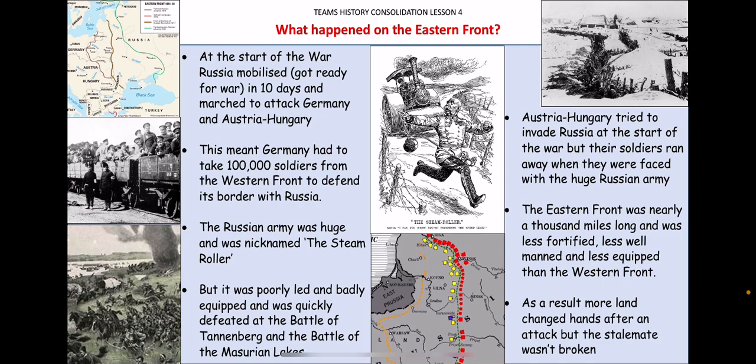Austria-Hungary tried to invade Russia at the start of the war, but their soldiers ran away when they were faced with the huge Russian army. The Eastern Front was nearly 1,000 miles long and was less fortified, less well manned and less equipped than the Western Front. As a result, more land changed hands after an attack, but the stalemate wasn't broken. What you're going to do is make some notes on this information, trying to reduce it down so you're not having to write quite as much and putting it into your own words. Pause the video now and do that.